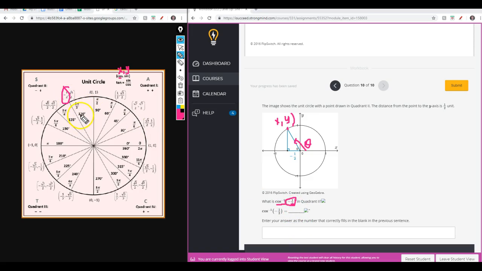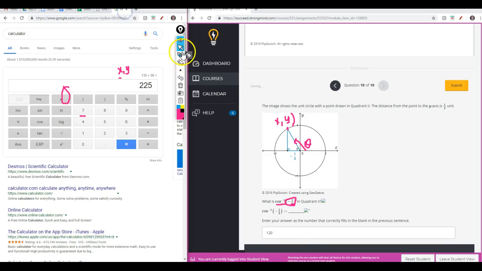So that happens at 120 degrees. So I could type in 120. Now the other thing I could do is use a calculator and type in inverse cosine of negative 1/2. And it gives me 120. Now, because it's specified in quadrant 2, I don't have to worry about quadrant 3, where the x-coordinate is also negative. So that is the reason why we can just enter in 120.